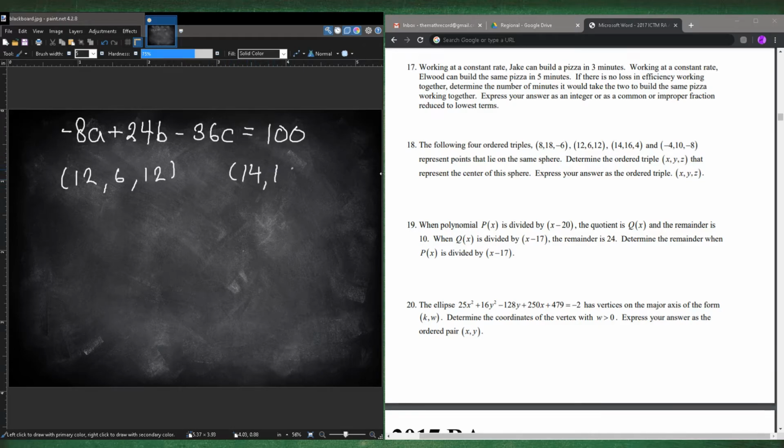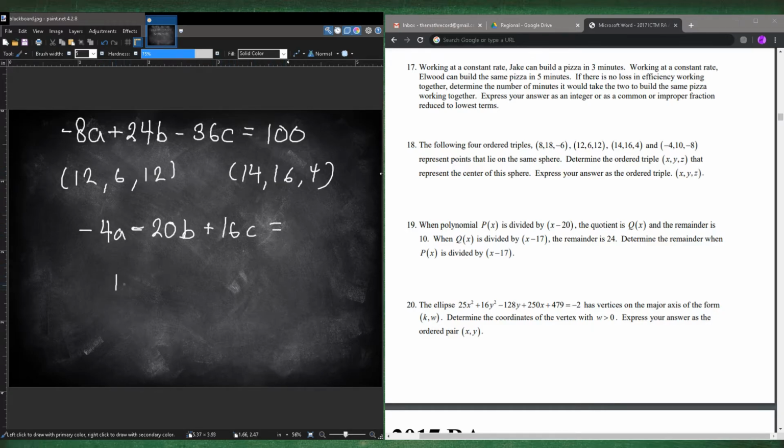14, 16, 4. Okay, so 12 minus 14 is negative 2. Negative 2 times 2 is negative 4, so negative 4a. Okay, 6 minus 16 is negative 10. Negative 10 times 2 is negative 20, so negative 20b. 12 minus 4 is 8. 8 times 2 is 16, so that's 16c.